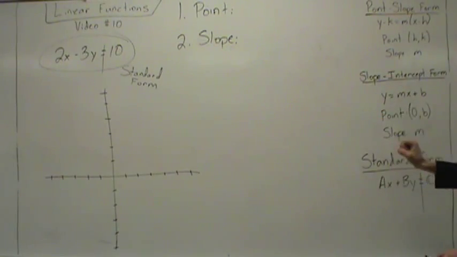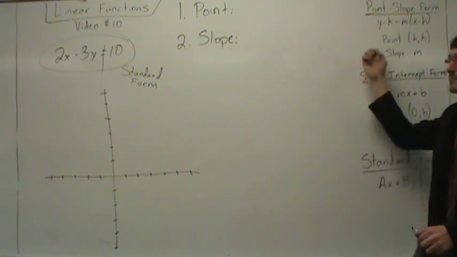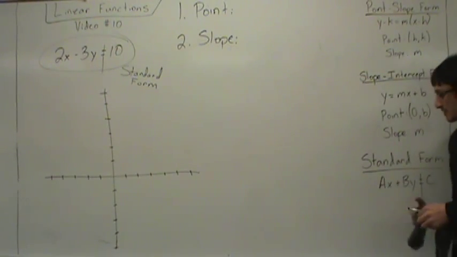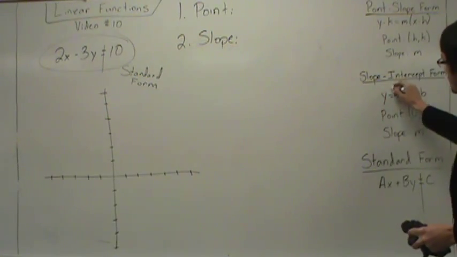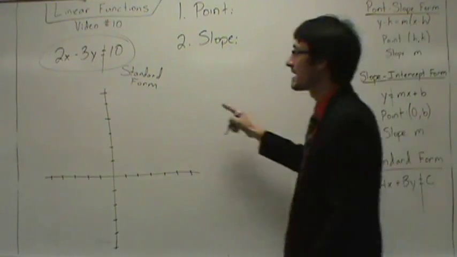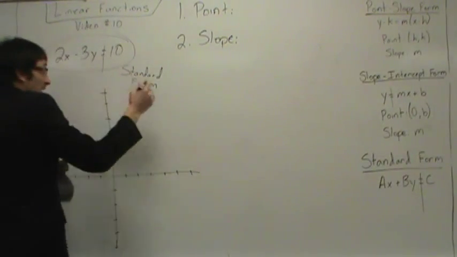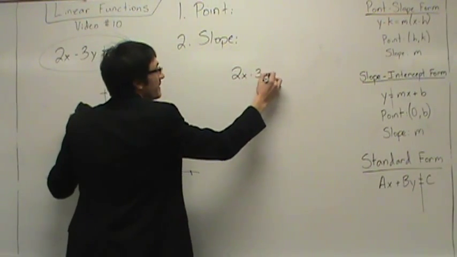Okay? And if I ask which form is closer, of these two forms, which form is closer to standard, hopefully you say, well, slope-intercept. Notice, what is unique about slope-intercept form? Notice that y is by itself on the left. Okay, so we're going to take our standard form equation. I'm going to write it here. 2x minus 3y equals 10.